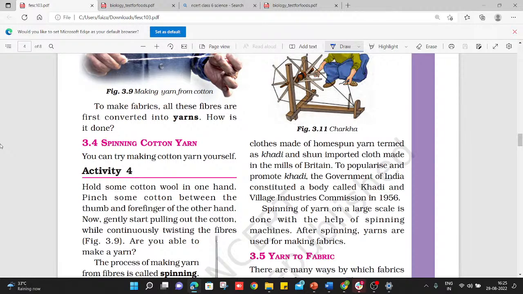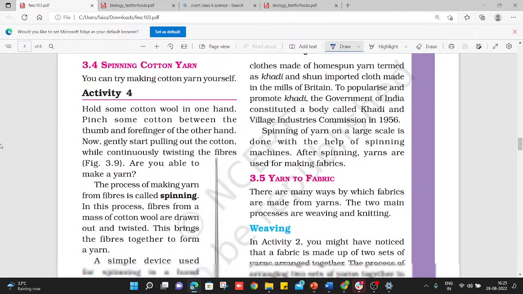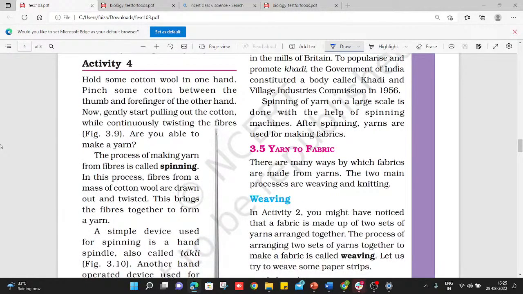Okay, spinning of yarn on a large scale is done with the help of spinning machines. After spinning, yarns are used for making fabric. Okay, yarns are used for making fabric. Okay, how do we make fabric from yarn? There are many ways by which fabrics are made from yarns. The two main processes are weaving and knitting.